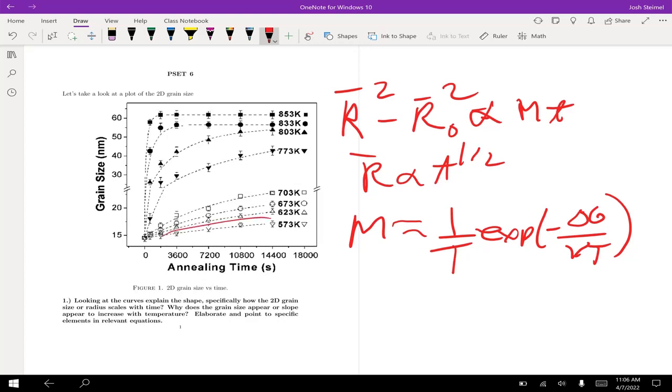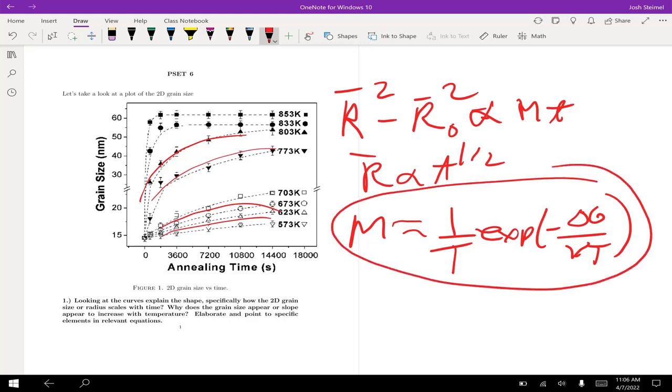We see that these curves have this kind of power law scaling. It's t to the 1/2. And we see that the values of the slopes increase as a function of temperature. And that's predicted by this variable m in this equation. So we should expect them to increase as time increases to the 1/2 power. That's our scaling law.